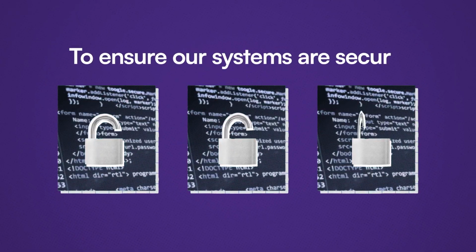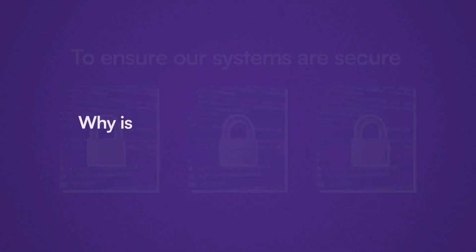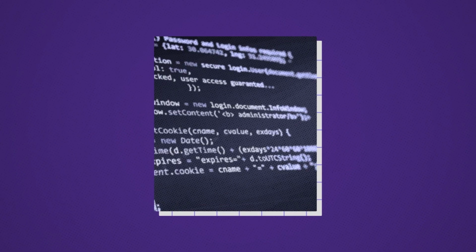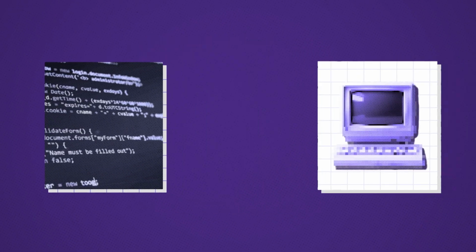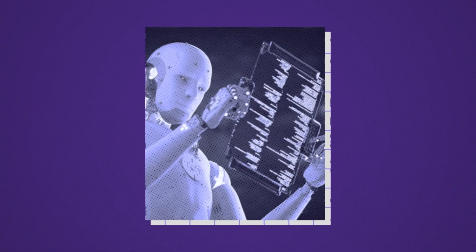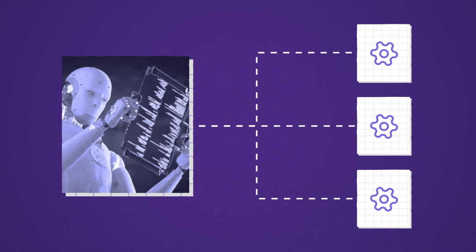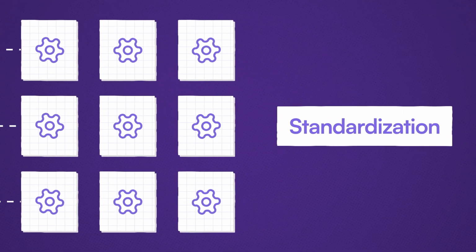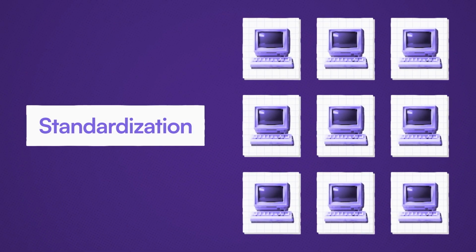our systems are secure. Why is it important to have security tool output in a machine-readable format? Having security tool output in a machine-readable format is essential, as it enables automation, streamlines processes, and allows for greater consistency and standardization across different systems.